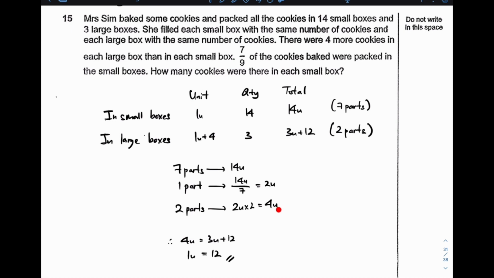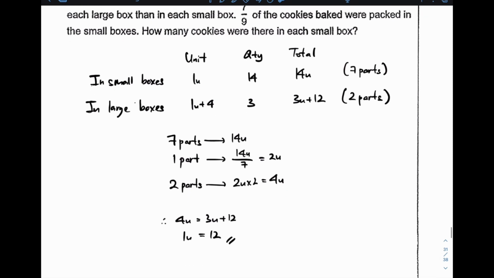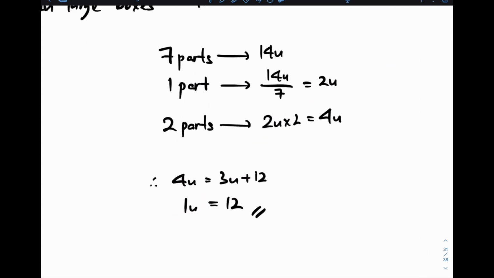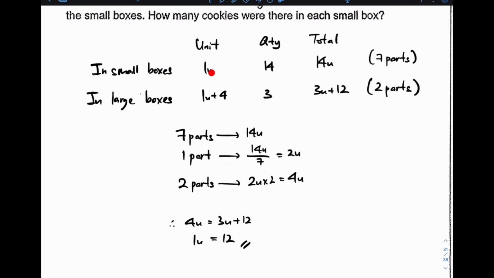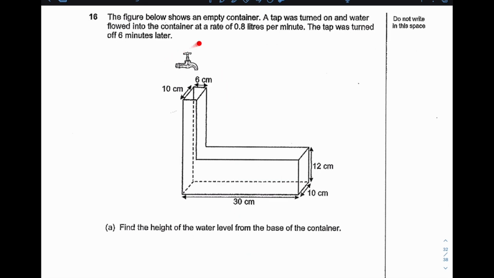Now we can form an equation here saying that 4U is therefore equal to exactly the same as 3U plus 12. If 4U is equal to 3U plus 12, this tells me that this 1 unit here must be 12. The question is asking how many cookies were there in each small box? Isn't it 1 unit? We have just found the answer. It's 12.